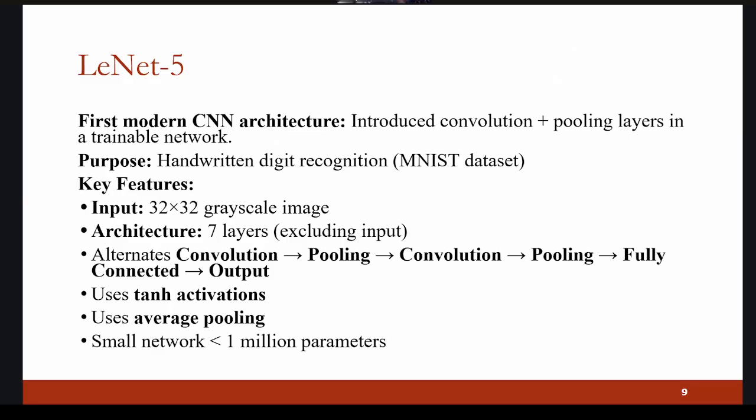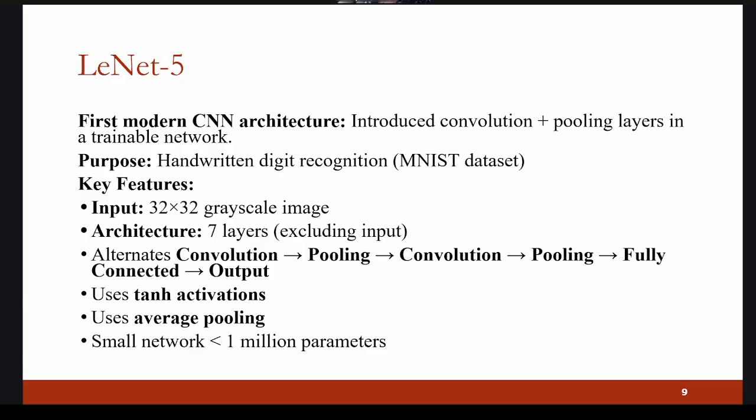LeNet 5. LeNet 5 was the first architecture which is based on a convolution neural network. The purpose of this architecture is handwritten digit recognition. The data set which was used for that is the MNIST data set.